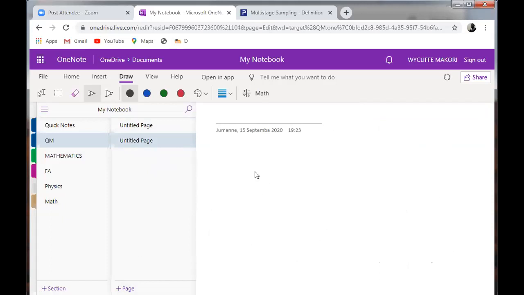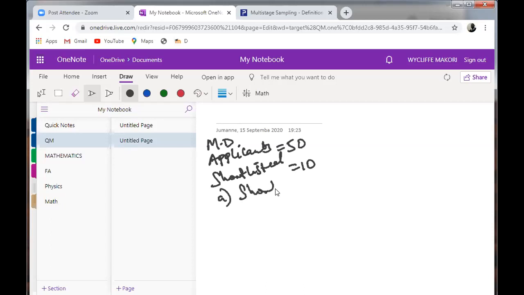A company advertised for a position of a managing director. The number of applicants for the position were 50, out of which 10 were shortlisted for interview. Determine the probability that an applicant selected at random will be A, shortlisted. We are looking for the probability that a candidate was shortlisted.